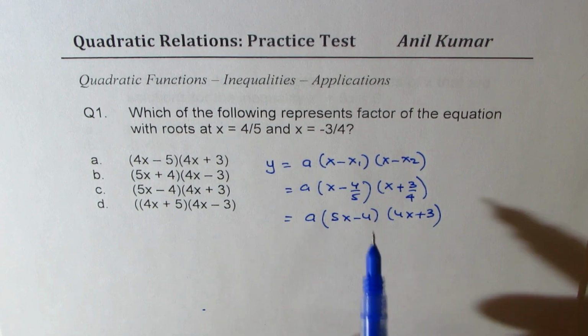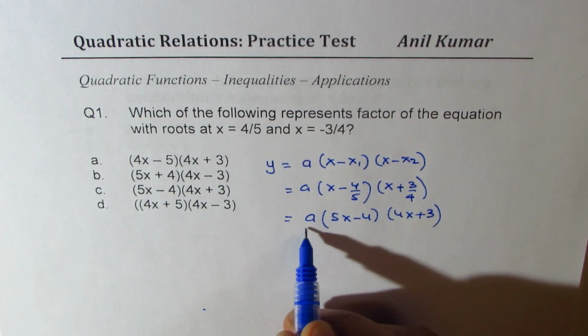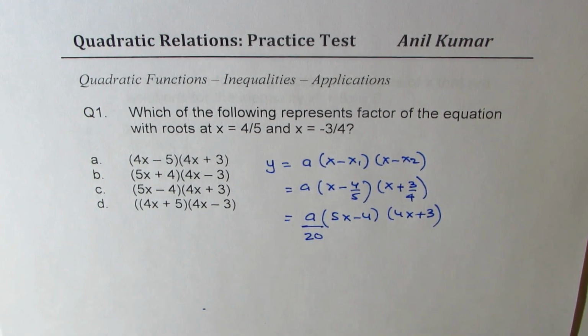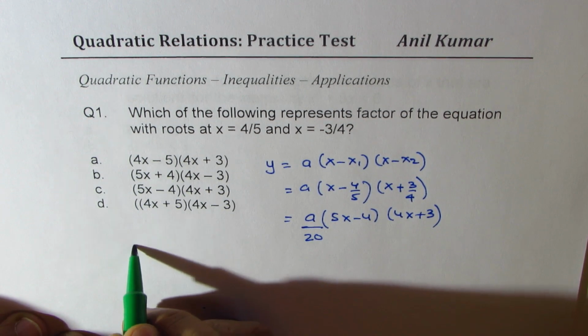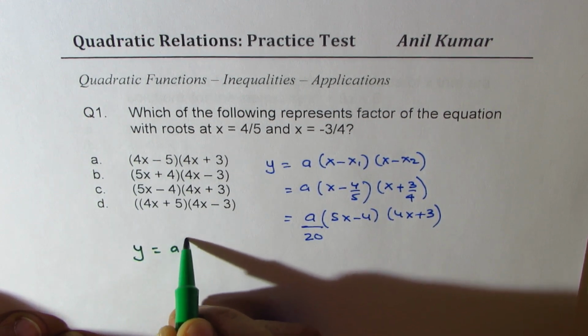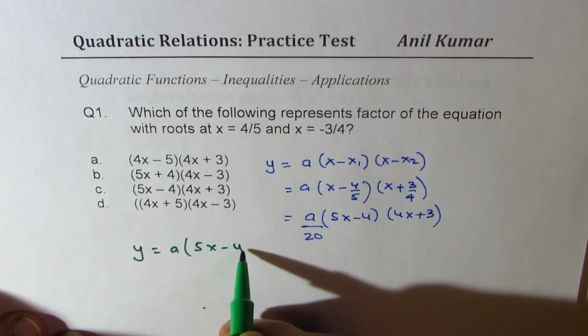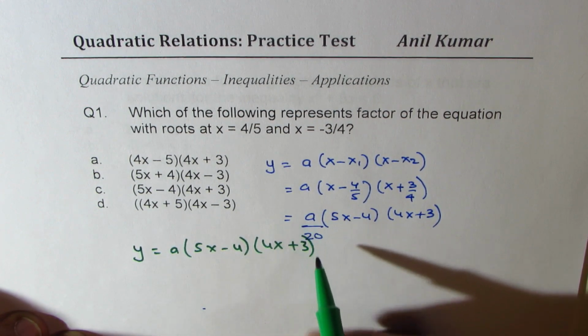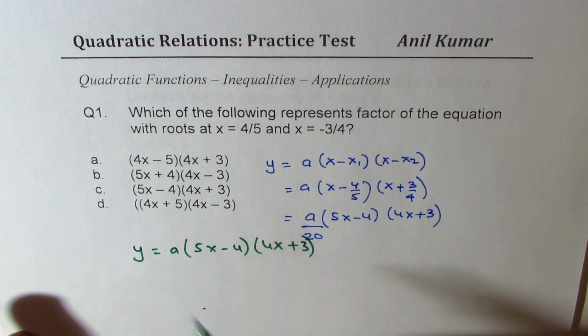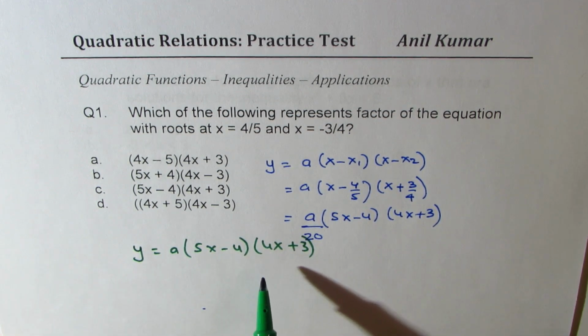Now, obviously we have taken 5 times 4, 20 outside. But normally, when we write this equation, we write it directly. That is to say, we write this as y equals a times (5x minus 4) times (4x plus 3). Since a is a constant, a over 20 or some other a, it doesn't really matter. Now that becomes a family of curves.